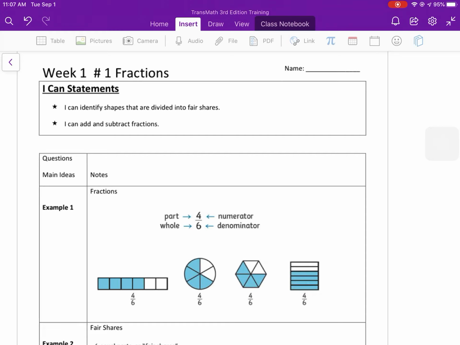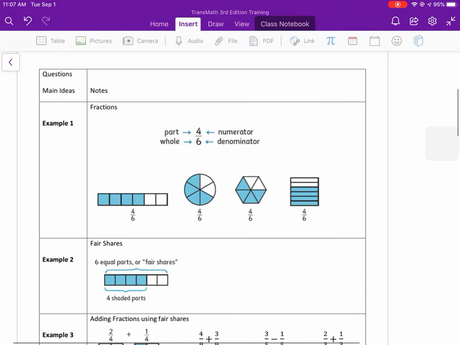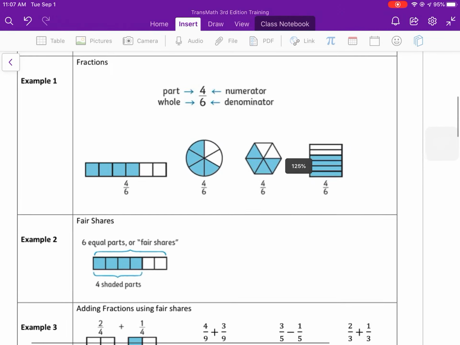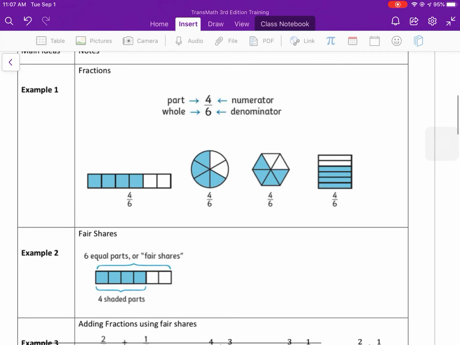We're going to talk about fractions. So today we're going to just kind of introduce and review fractions divided into fair shares and then adding and subtracting fractions. So to review fractions, just the basics, remember that a fraction is a part of a whole.